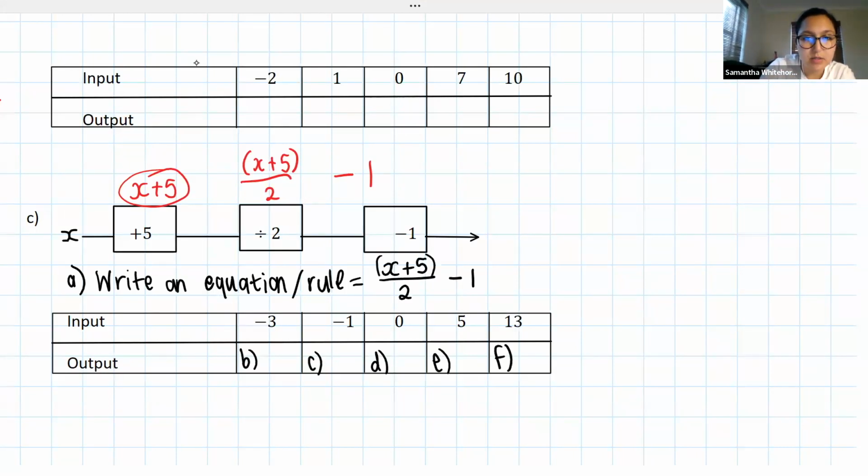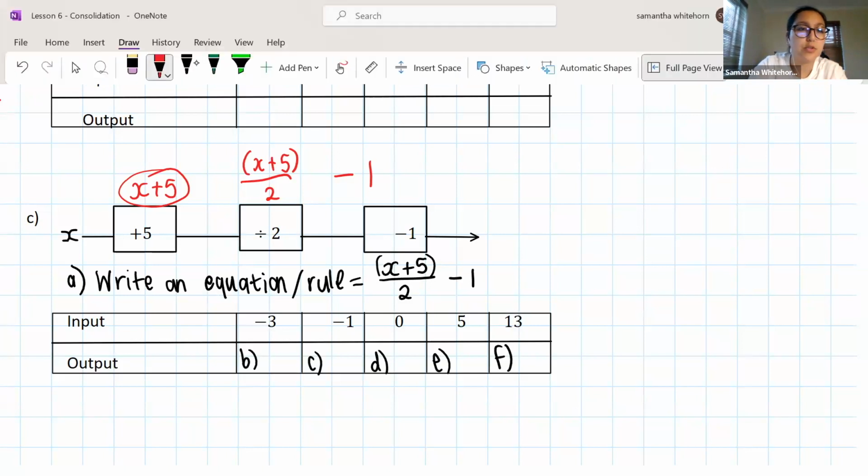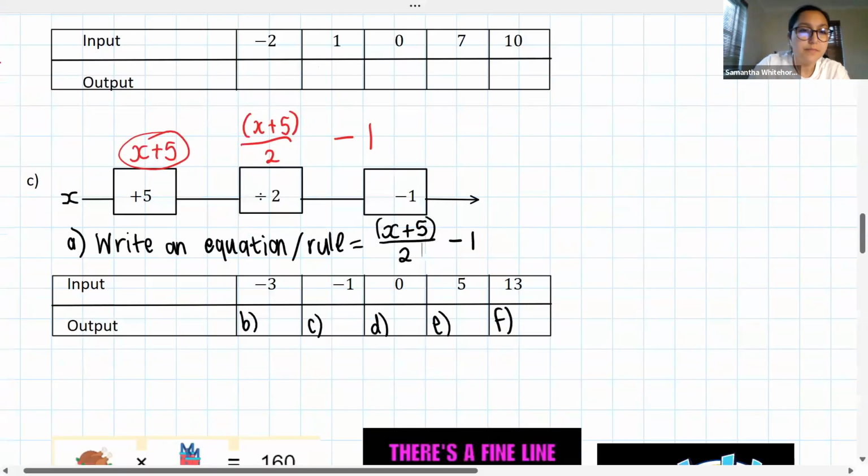If you put the brackets in the numerator, that's absolutely fine. Doesn't make a difference, completely up to you. But really importantly, your whole numerator is the x plus 5, because it was that sum that is being divided by 2. Right, if we then look at our output values, again, use the rule, use the equation, up to you. I'm going to start with B.